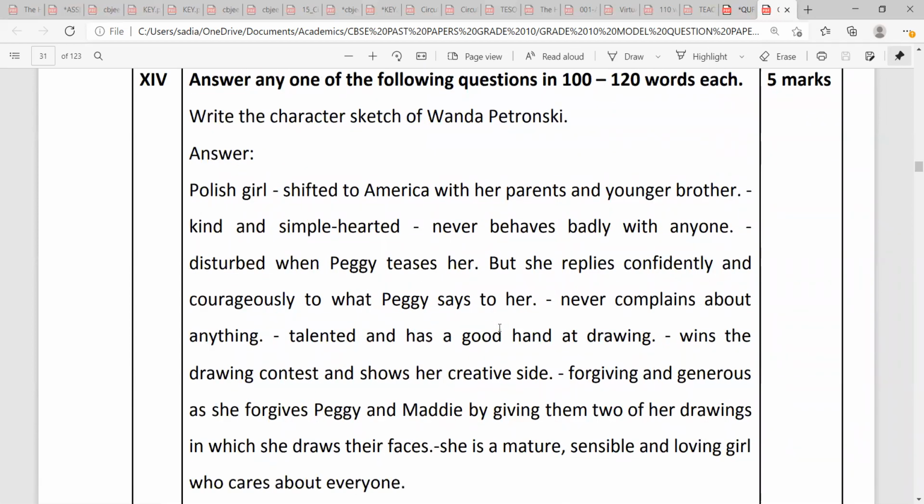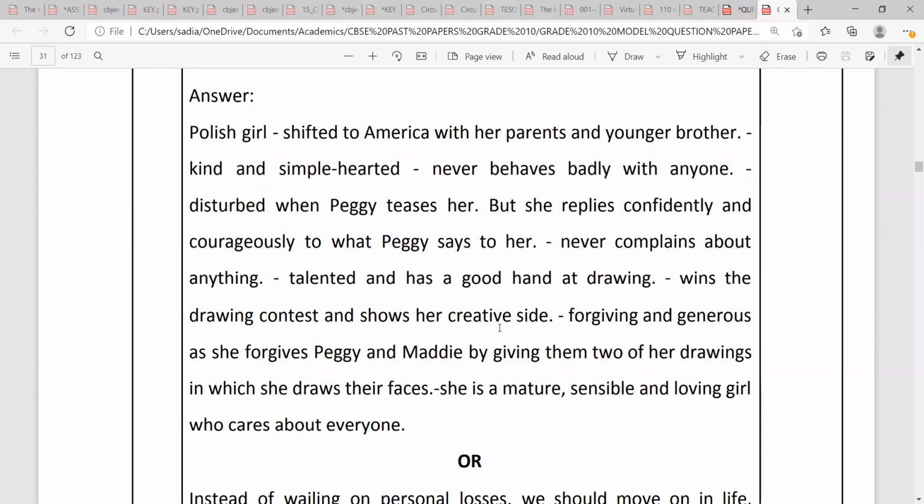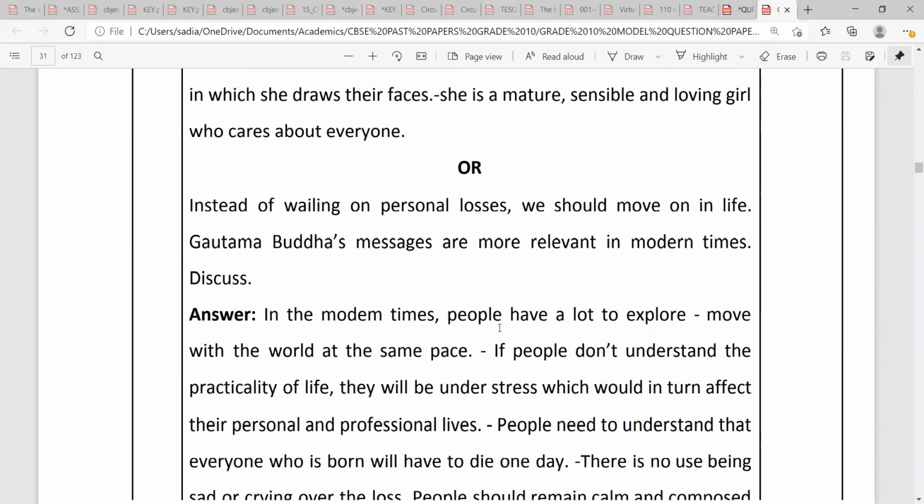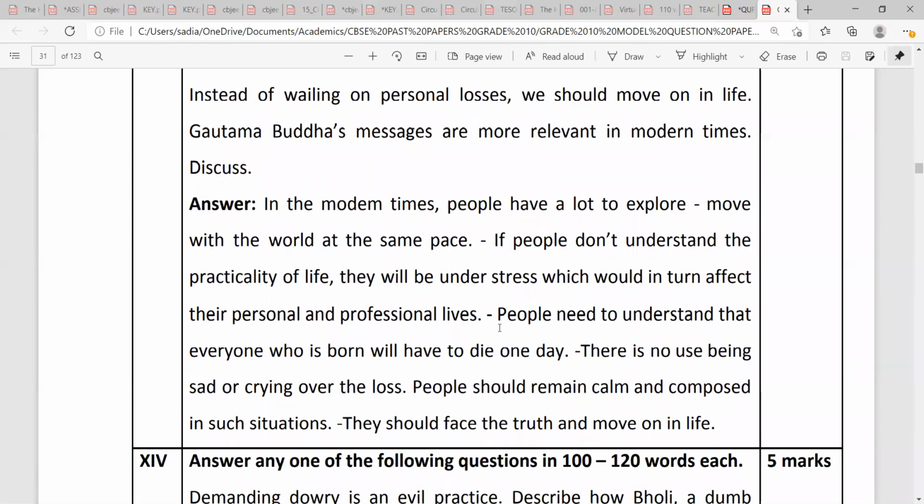Character sketch. What does the character do? What does the character say? What does the character feel? What do others say about the character? You should be able to write all that with supporting details from the text. Textual reference is a must. These are only value points. It will help you construct your answer. This is not the way the answer should be written.